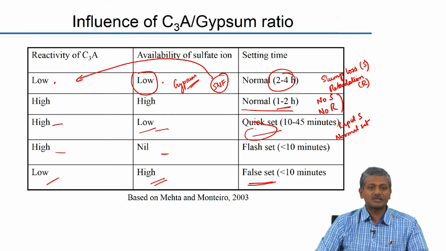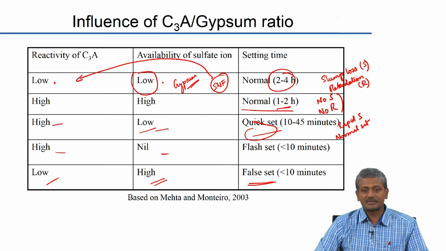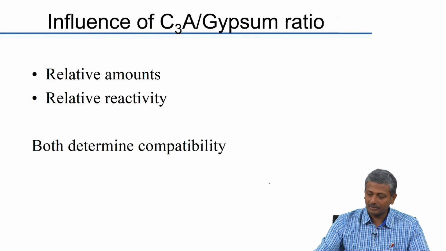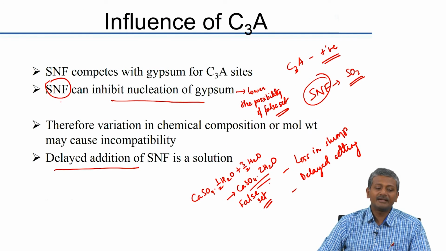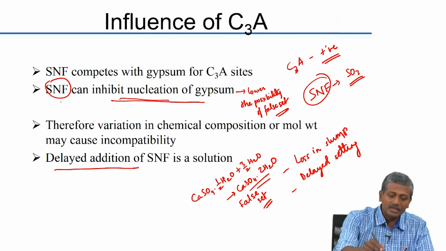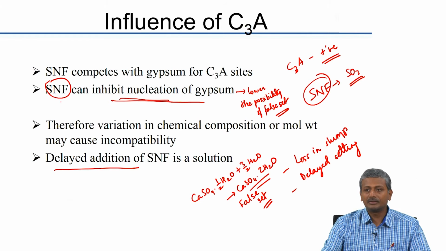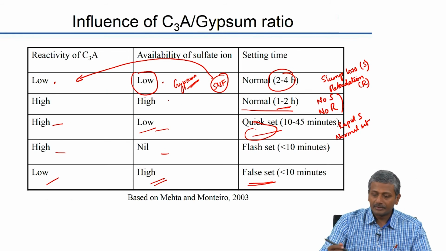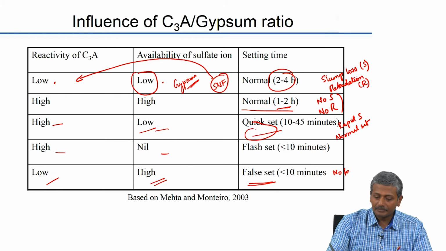But what will happen in this case when I add an SNF? If I add SNF to this system, go back to this previous slide here, where we talked about the fact that SNF inhibits the nucleation of gypsum, right. So in the presence of SNF, there will be no false set.